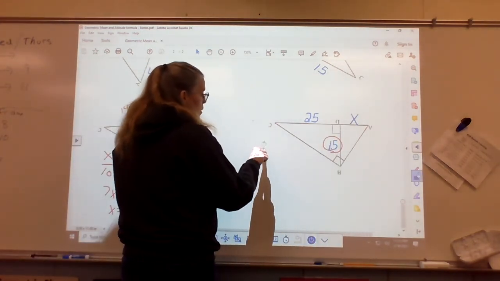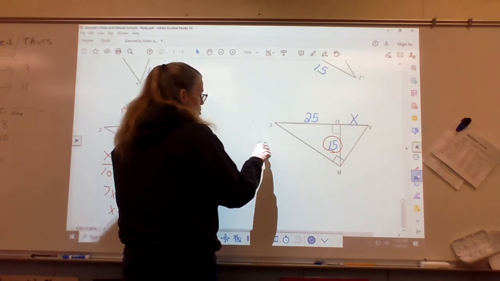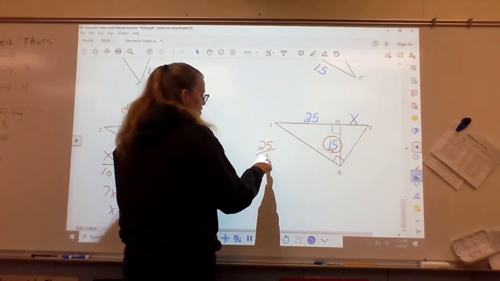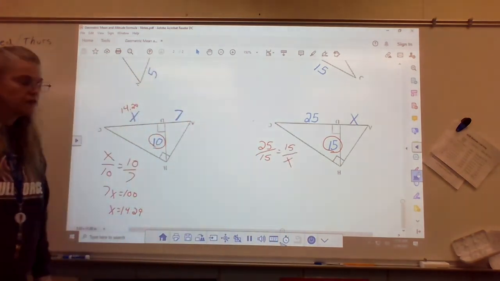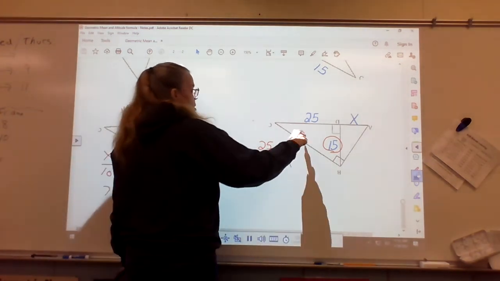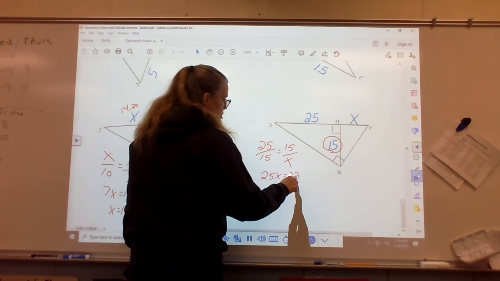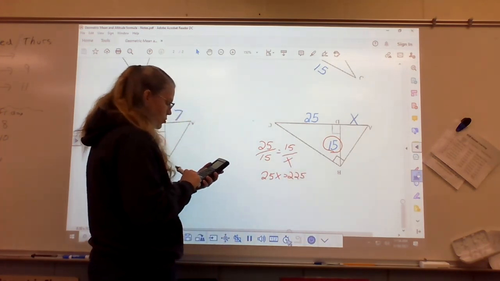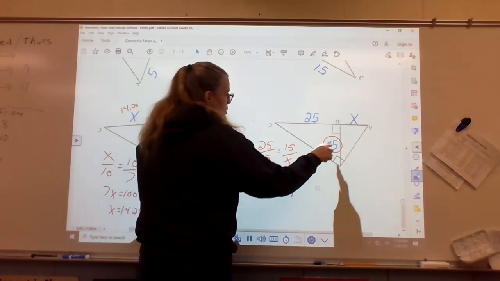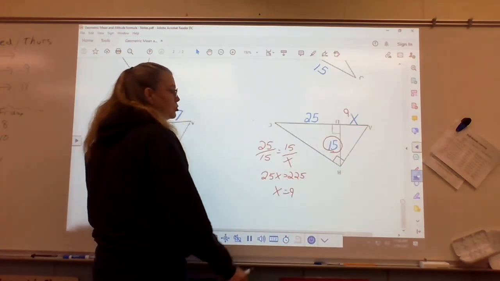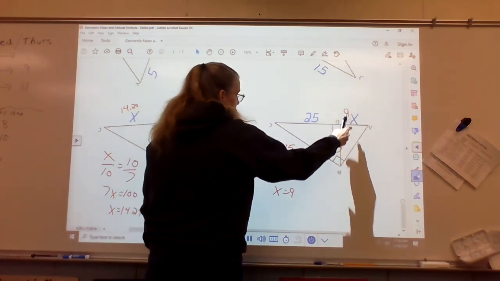15's in the middle. 25 over 15, 15 over x. That's my setup. Multiply your diagonals. 25x equals 225. 225 divided by 25, I get 9. So x equals 9. So this guy is 9. So I have one triangle that's a 25 by 15 triangle. I have another triangle that's a 15 by 9.